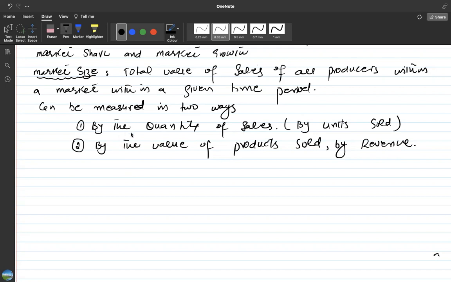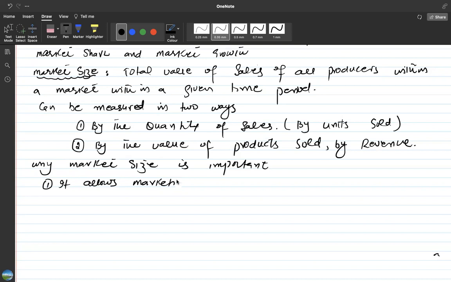Market size is important for three reasons. Businesses always try to measure market size because it allows marketing managers to assess whether the market is worth entering or not. Before entering a market, you decide whether to enter those markets or not.